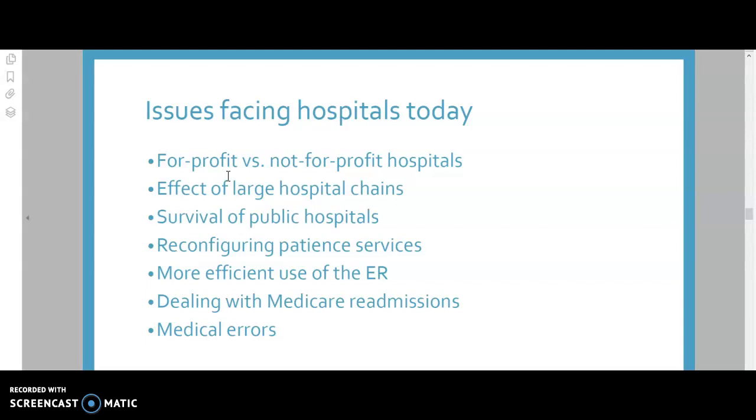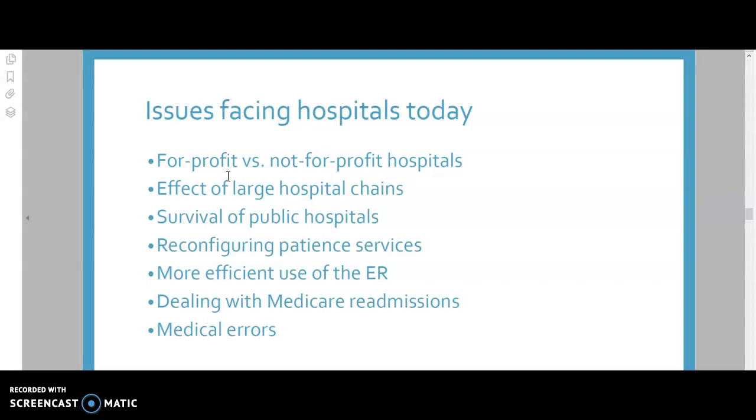Another big issue that came up was the effect of large hospital chains, the survival of public hospitals, reconfiguring patient services. So the textbook talks about the use of hospitalists, right? And this is a relatively new thing, right? It used to be that you have a physician with a private practice and they would go and see their patients in the hospital, and now we have these specialists.